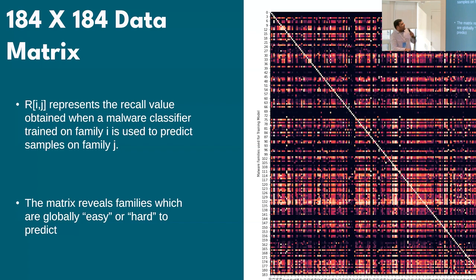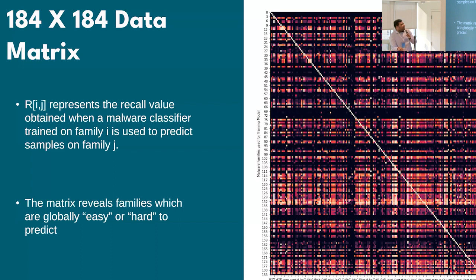So in here, each cell will tell you when the Malcolm GCT was trained on the row family and how it performed on the column family. We can see the diagonal line, which is generally white, which shows that yes, the classifier is performing extremely well on the samples belonging to the same families.